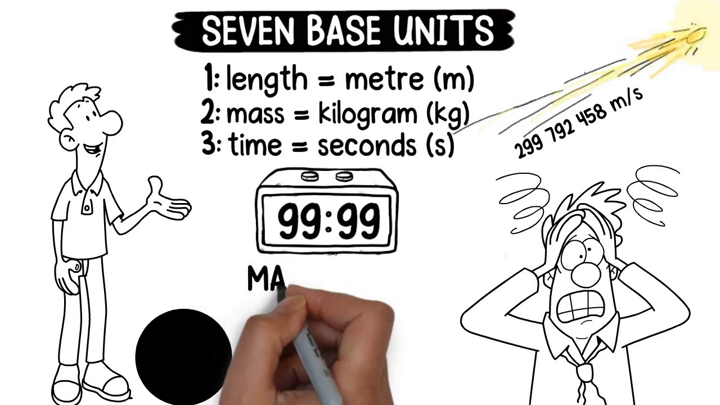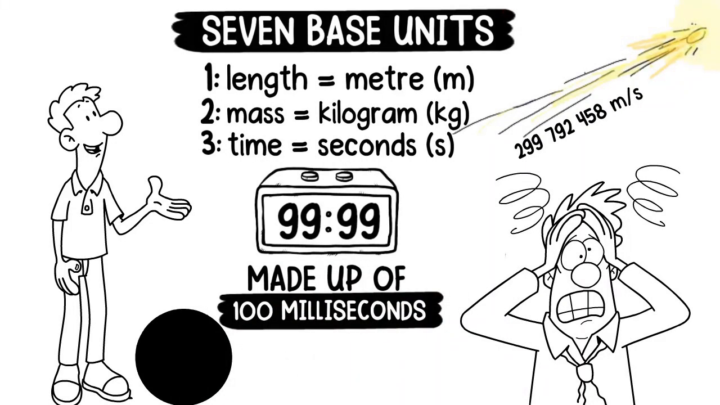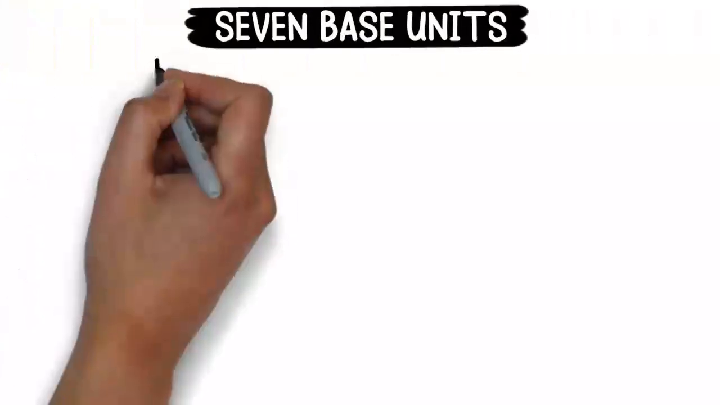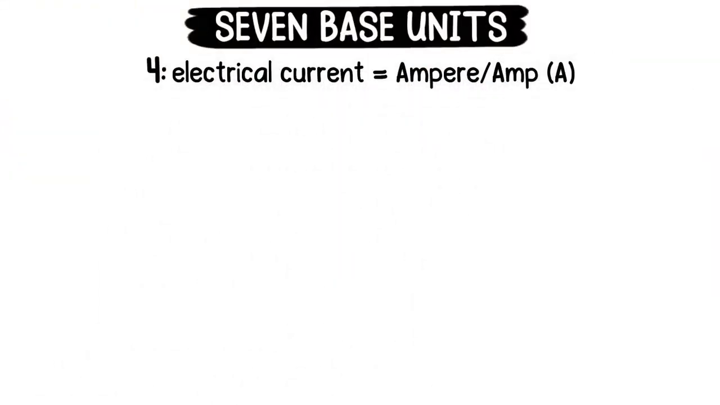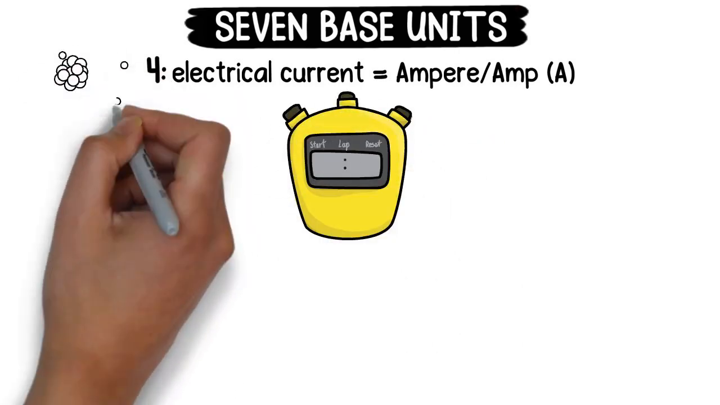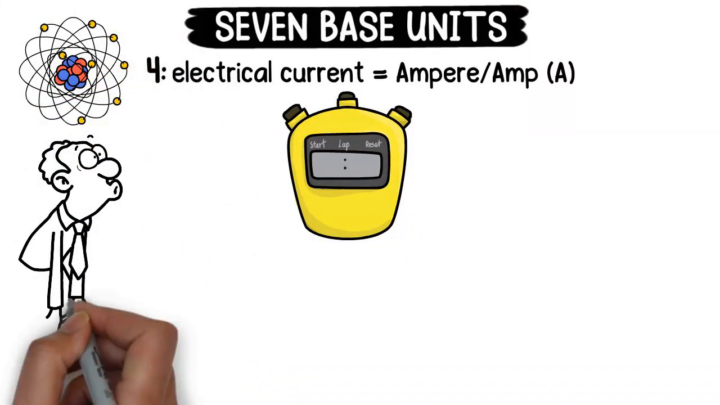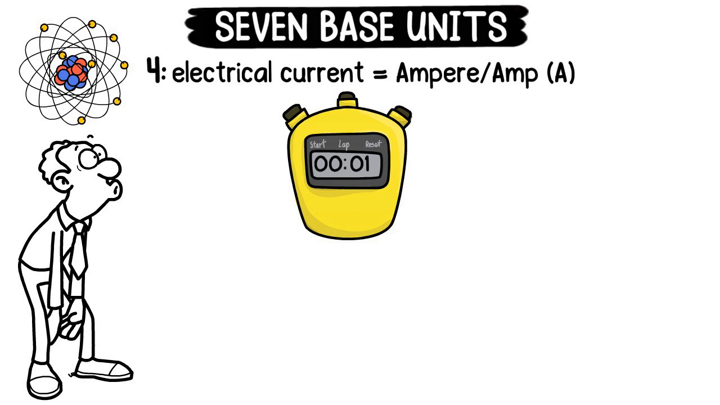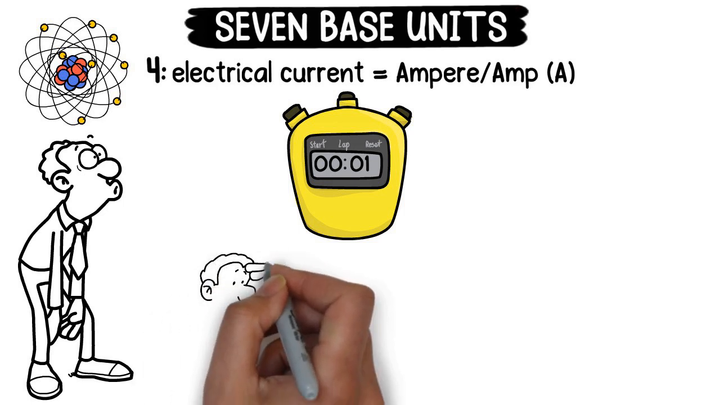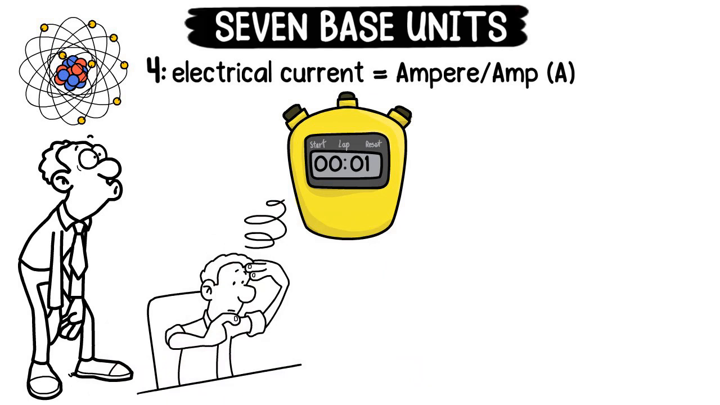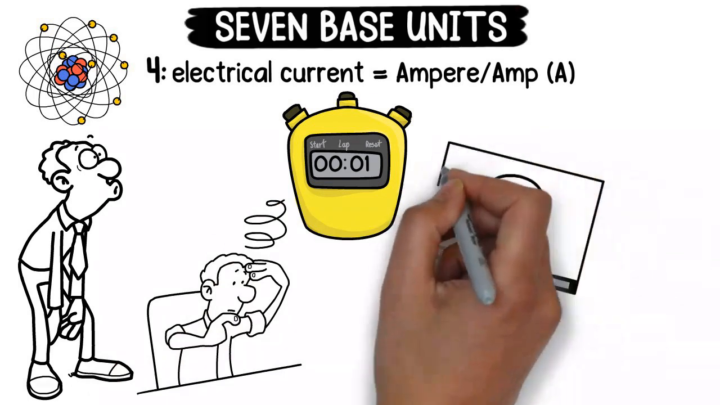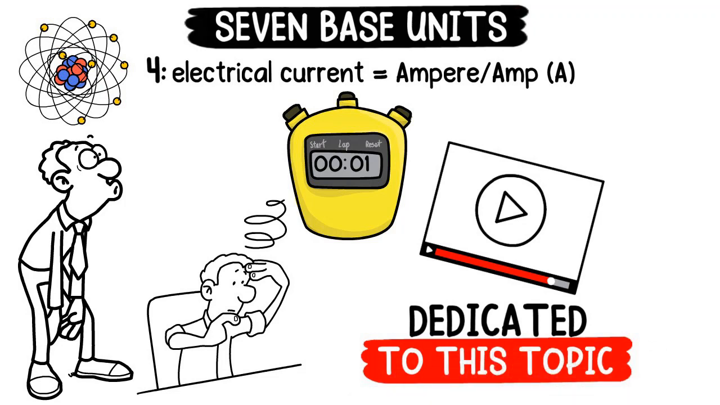All we really need to know is that it's made up of 1000 milliseconds. The base unit of electrical current is the ampere, or amp for short, A. It is defined as 6.28 by 10 to the power of 18 electrons flowing past a point in 1 second. So 2 amps is twice as many, and so on. There are many different units associated with electricity in general, so I won't get too into this one to save the confusion. If you'd like to know more about electricity, I'll do an entire video dedicated to this topic.